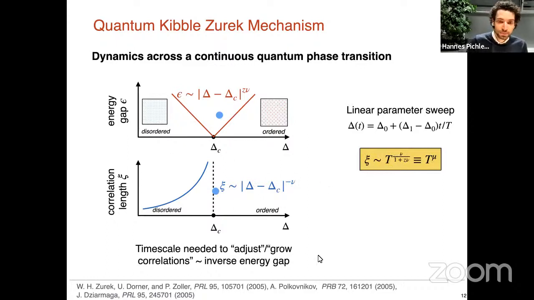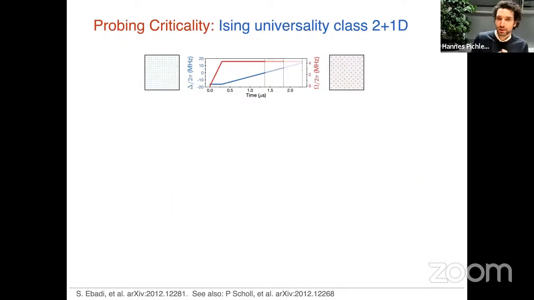And from this simple picture, you can deduce that there will be a scaling relation between the correlation length in the ordered phase and the sweep speed, or the time you use to sweep across this phase transition, which will only be determined by the critical exponents of the universality class of the phase transition. So that's nice, because in this dynamic way, we can probe properties of the phase transition, and you can set out to do so now in an experiment, and that's what they've done at Harvard.